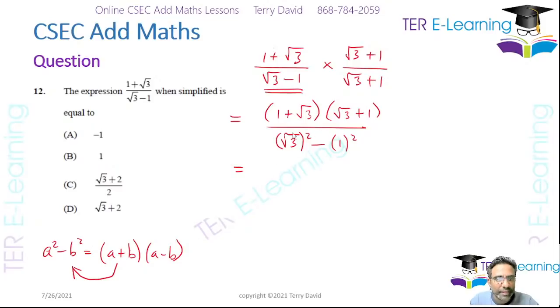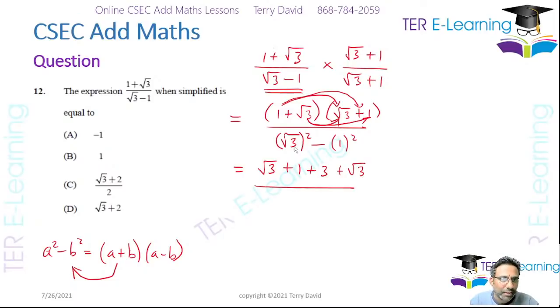So if I work out the top now, you're multiplying a bracket, and you all should know how to do that. You take the first term and multiply by this, so I'm going to get root 3. Then I take this 1 and multiply by this, so I get plus 1. Then I take this root 3 and multiply by this root 3, so you get 3. And then I take this root 3 and multiply by this 1, so I get another root 3.